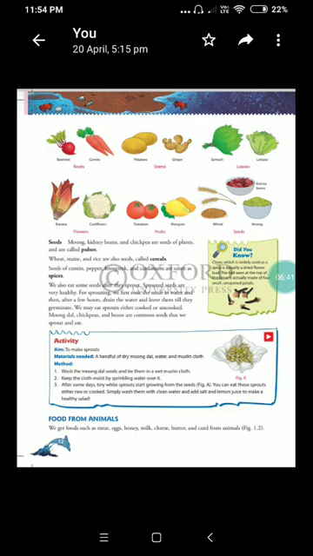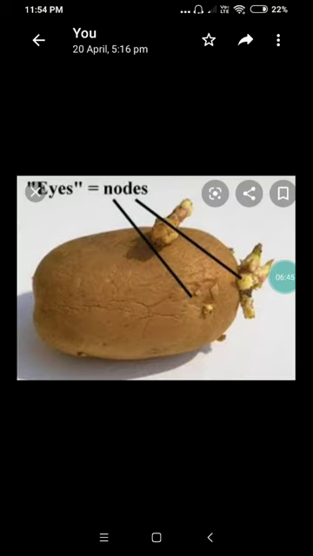Now let's see what are nodes and internodes. Children, this is the peak of potato. You can see some sprouted part. This part is called as node. It sprouts stems and leaves. Nodes are also called as eyes of potato. So this is about nodes.